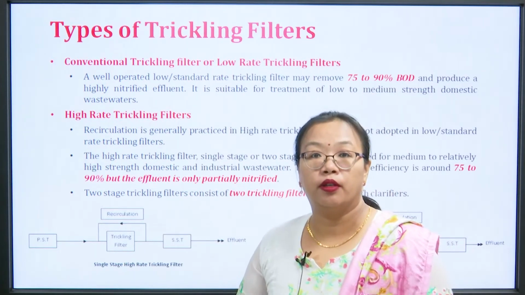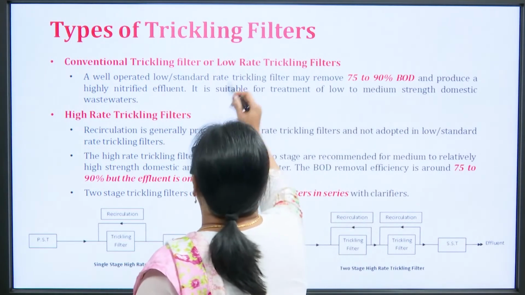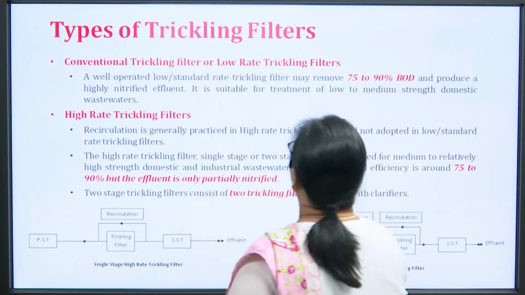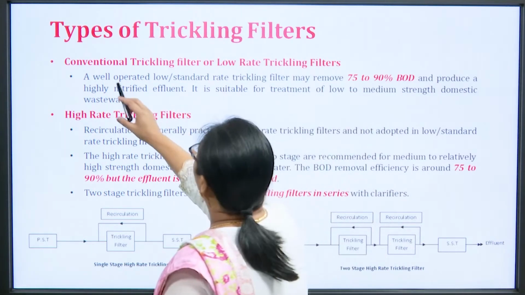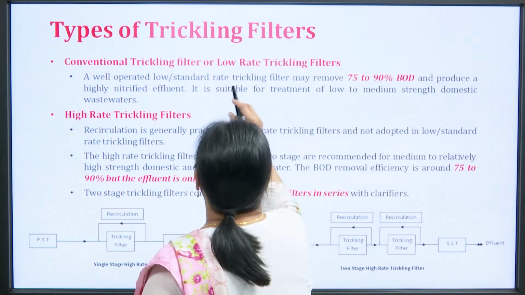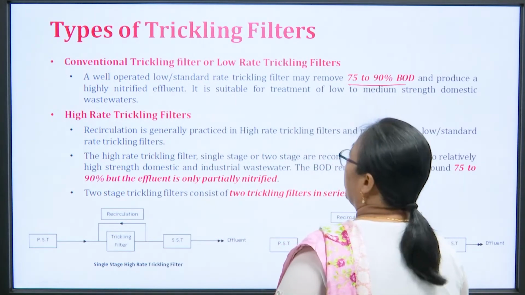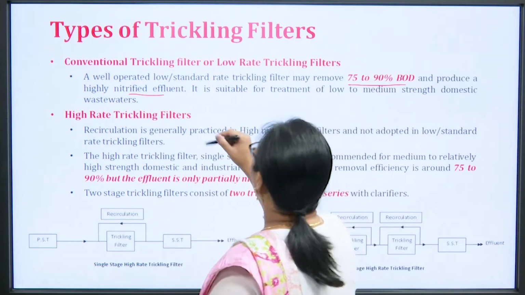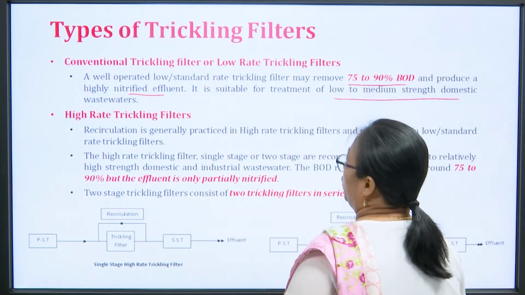Now let us go a little further. We have types of trickling filter. The types are conventional trickling filters, or low rate trickling filters, which are simple trickling filters. A well operated low or standard rate trickling filter may remove about 75 to 90% BOD and produce a highly nitrified, very good quality effluent, suitable for treatment of low to medium strength domestic wastewater.